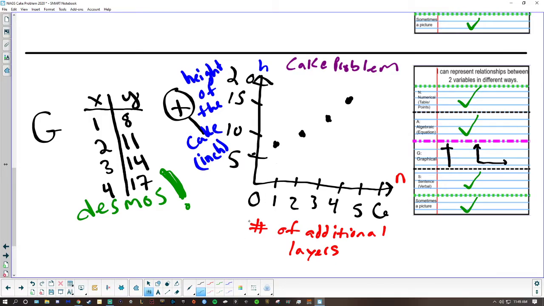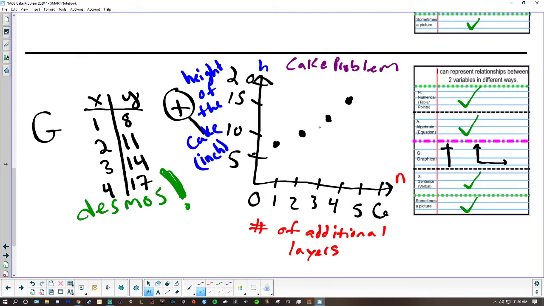Now, there's one more thing we have to think about. Right now, I have 4 points graphed on my cake problem. The question is, are we going to connect these dots or not connect these dots? So these can be one of two things. They can either be continuous or not continuous. Okay? So we need to ask ourselves, are we allowed to have 1.5 extra, or 2.5 extra, or 3.5 extra?